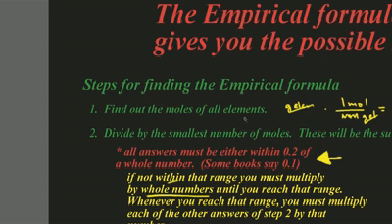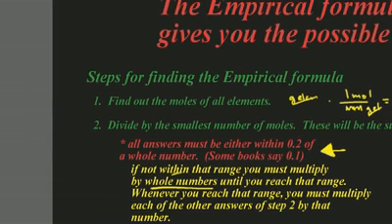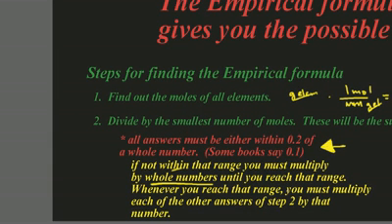All of your answers after you divide by the smallest number of moles must be within plus or minus 0.2 or plus or minus 0.1, depending on your class, within the range of a whole number. Okay? If you're not within that range, what you have to do is you must multiply by whole numbers until you reach that range.